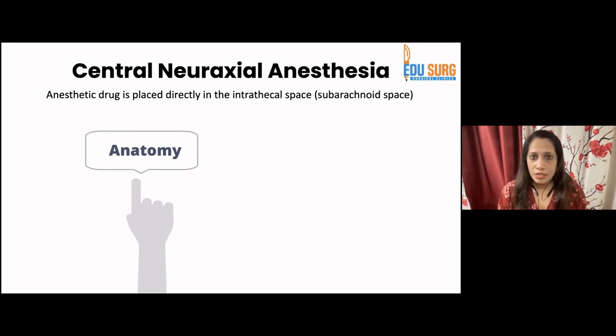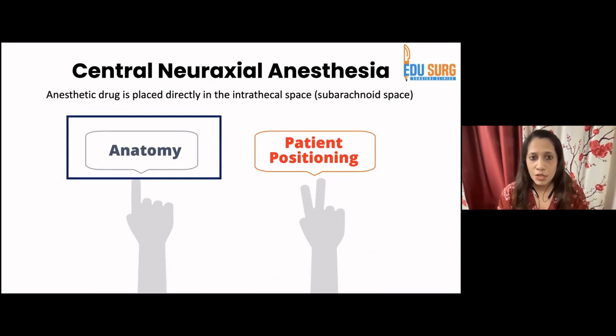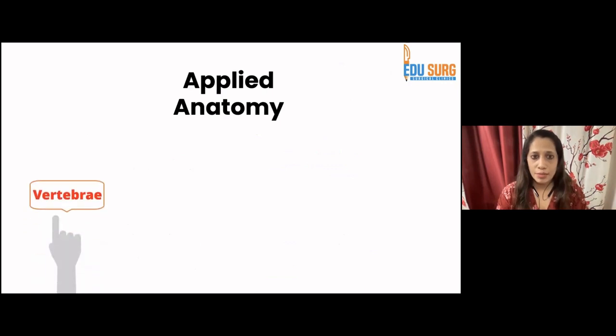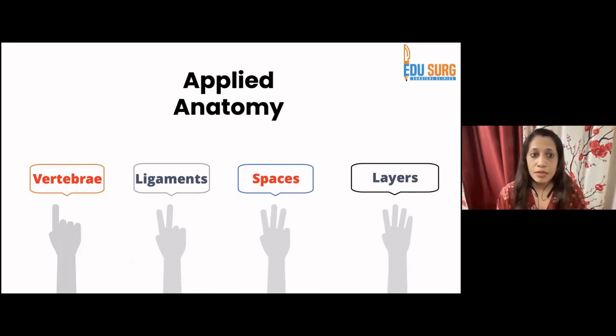So to have a good success of your block, it is very relevant to have knowledge about both anatomy and good patient positioning. Without having both, it is not possible to achieve success in your block. Of course, in today's video, we are going to restrict to the anatomical part. So applied anatomy, for ease of discussion, we have created these subdivisions: vertebrae, ligaments, spaces, and layers. This will help us understand the spinal anatomy in a simplified way. So let's first see the vertebrae.